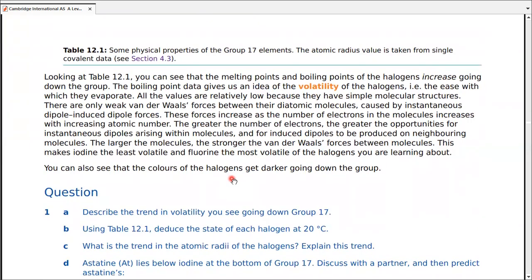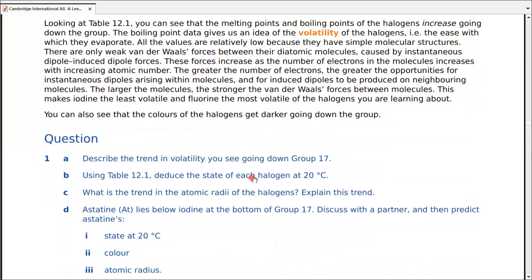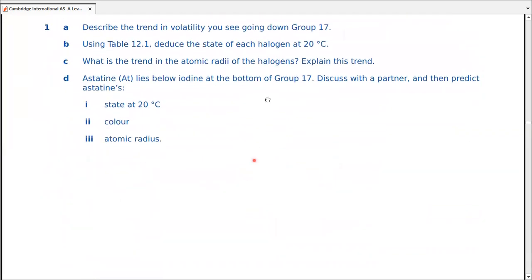There are only weak van der Waals forces between their diatomic molecules, and this is because of id-id forces. These forces increase with the number of electrons increasing when we go down the group, because of their increasing atomic number. The greater the number of electrons, the greater the opportunities for instantaneous dipoles arising within molecules, and of course a stronger van der Waals force between the molecules. So this makes iodine the least volatile and fluorine the most volatile of the halogens. That's why fluorine is a gas and iodine is a solid at room temperature. This has already been discussed in chapter number 4, the bonding chapter. So I hope you are clear about that already.